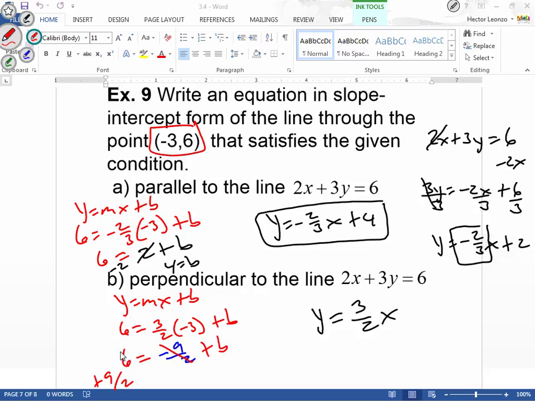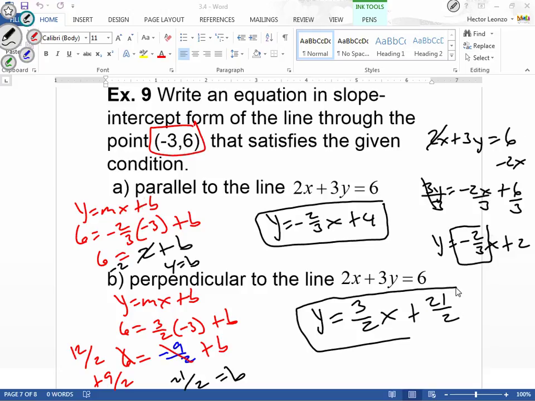So since I'm dealing with fractions, let's make the 6 into a 2 at the bottom. And for the top, remember, I'm going to multiply these two numbers. 2 times 6, that's 12. Once again, 12 over 2 is 6. I just wrote my 6 as a fraction. So my b, I have to combine this. 12 over 2 plus 9 over 2. I know it has a 2 at the bottom. 12 plus 9 is 21. So my b is 21 over 2. So I'm going to complete my statement. Y equals 3 over 2x plus 21 over 2.